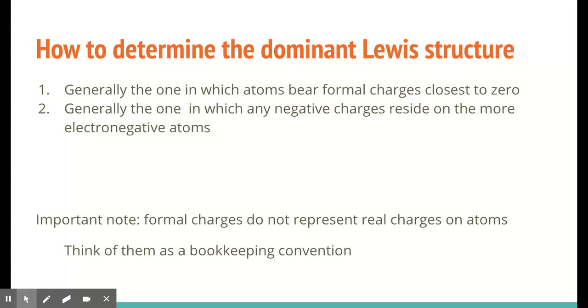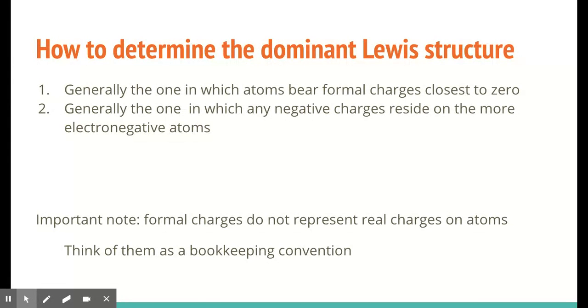Deciding which Lewis structure is more dominant is basically saying which one is the most correct Lewis structure. So when you have multiple, you do the formal charge analysis, and the dominant structure is generally the one in which atoms bear formal charges closest to 0. So for that CO2, the Lewis structure that had the double bonds, all of those formal charges were 0. So that one's going to be the dominant structure.